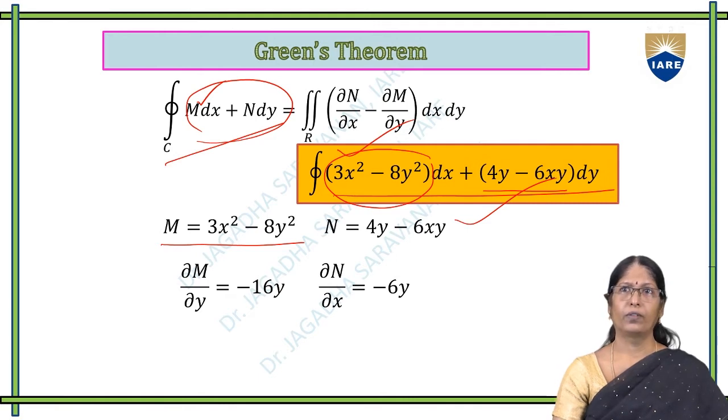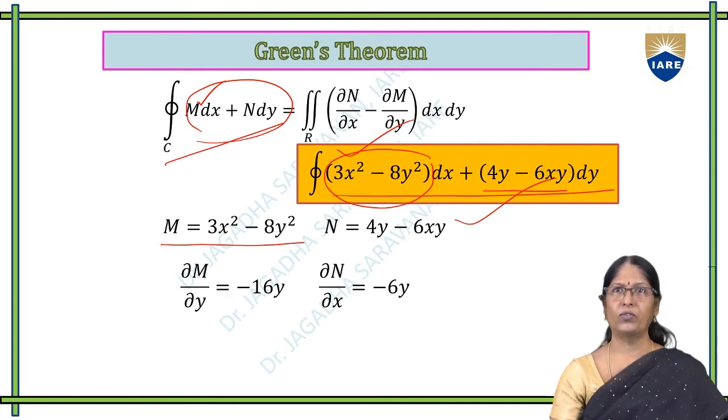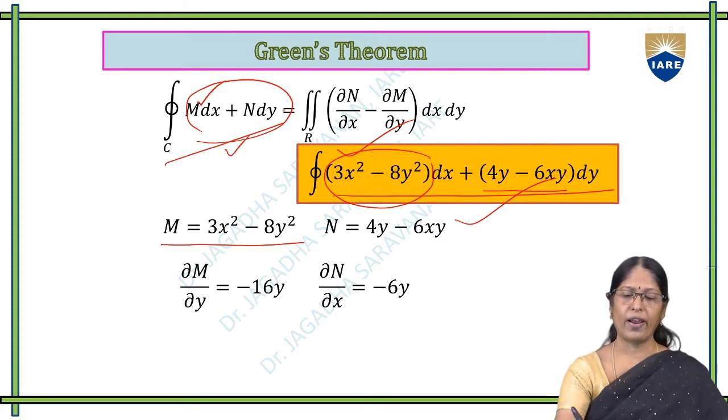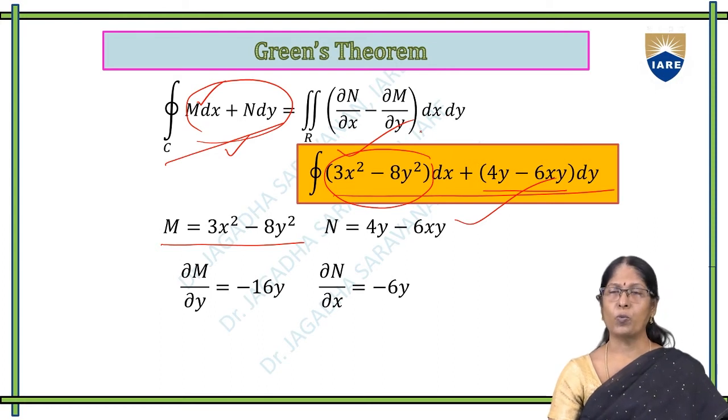Now we did the comparison with the Green's theorem formula and obtained what M is and what N is. Now we have to solve and get the left side value and the right side value after substituting. If both are equal, then Green's theorem is verified.